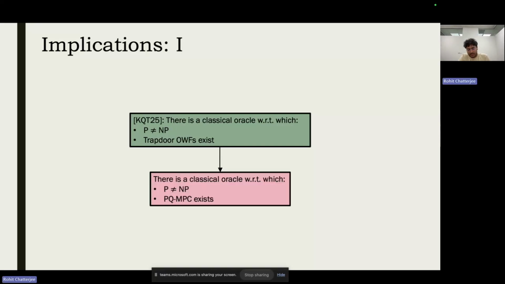It's a fantastic result. But because we now have this black box MPC protocol, this also implies the following corollary, where you can have a classical oracle for which P is not equal to NP, but you can still get MPC.